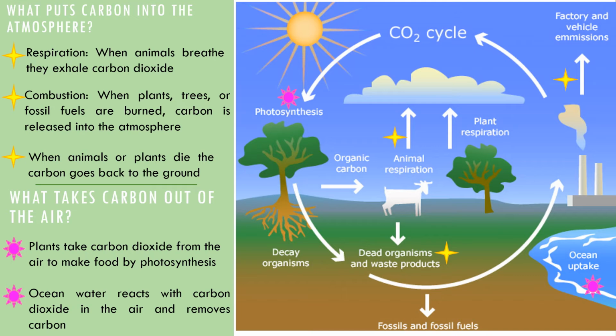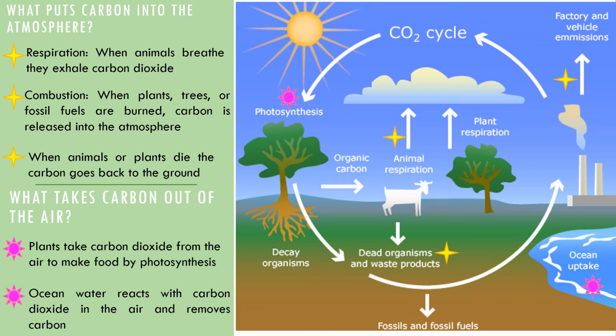As you can see, carbon is constantly moving through the environment, and it moves to the atmosphere by three main processes. Respiration: when animals breathe, they take in oxygen and turn it into carbon dioxide and release it to the air. The second one is combustion: when people burn fossil fuels, trees, or other materials, carbon dioxide is released into the atmosphere. And the third one, when animals or plants die, their bodies decompose and the carbon that was in their bodies goes to the air or is stored in the ground as fossil fuels.